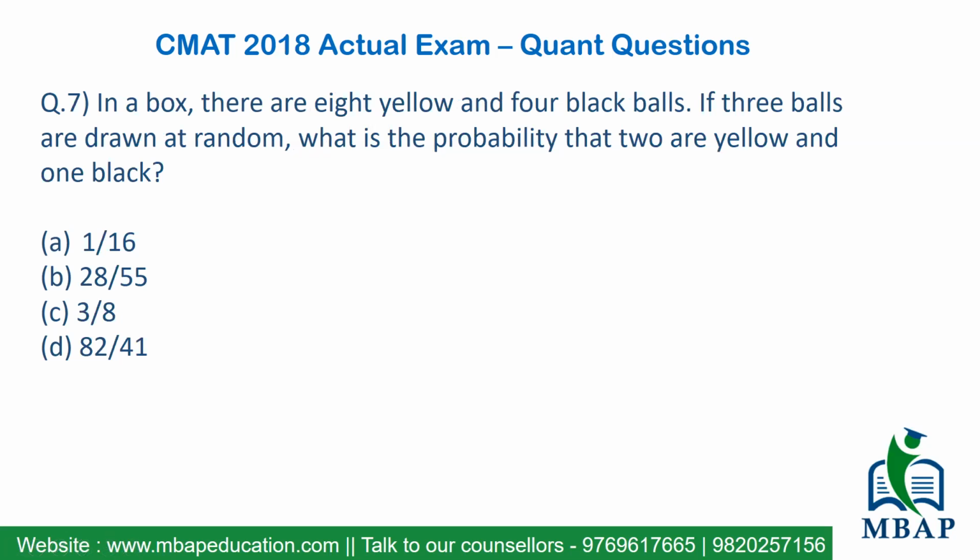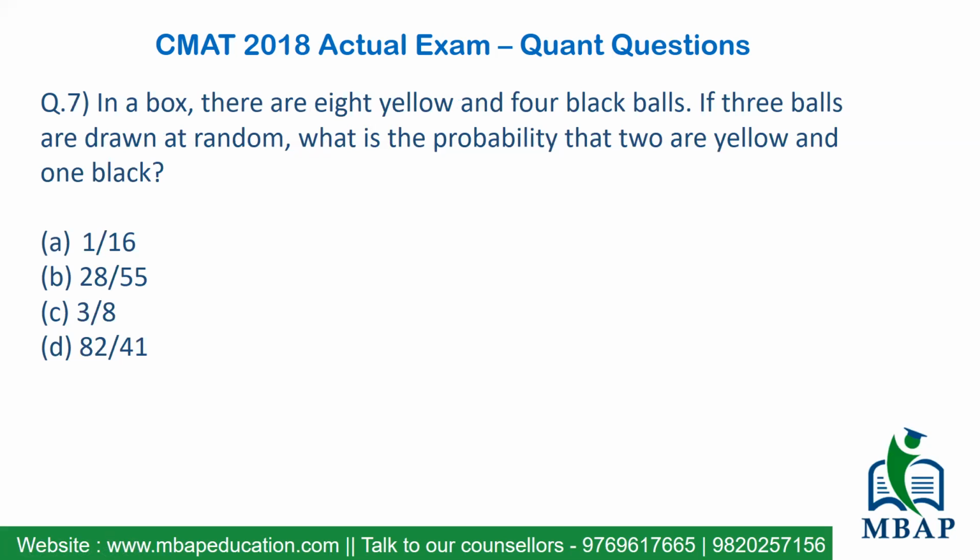How about if you take this question? This is a 2018 question. The question says, in a box, there are 8 yellow and 4 black balls. If 3 balls are drawn at random, what is the probability that 2 are yellow and 1 is black?